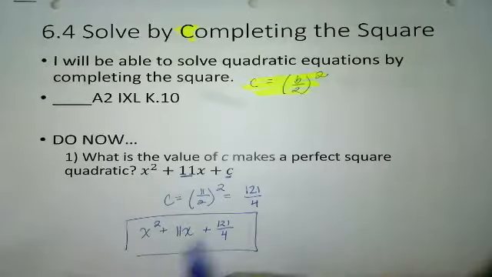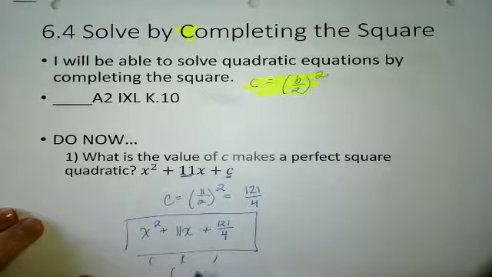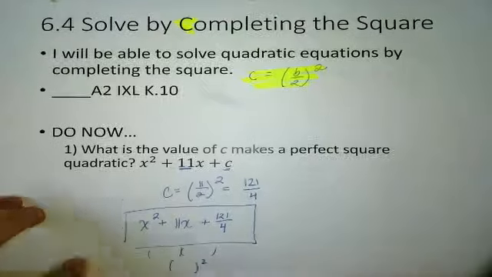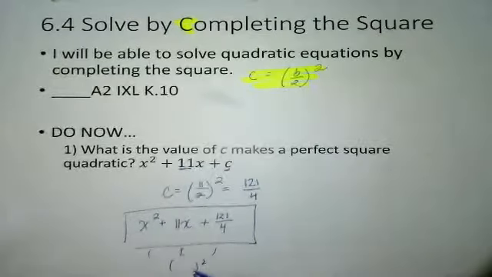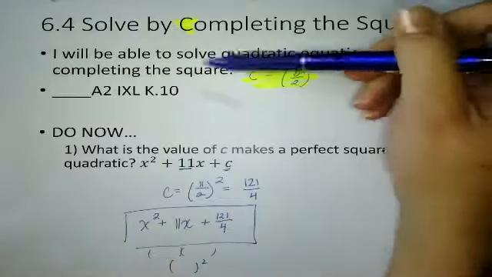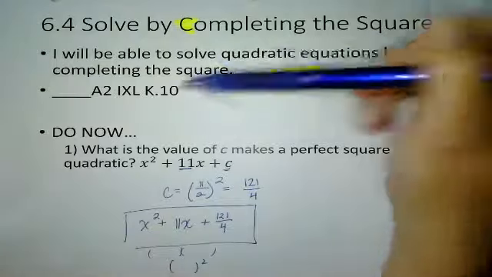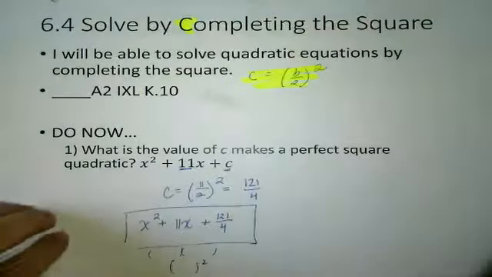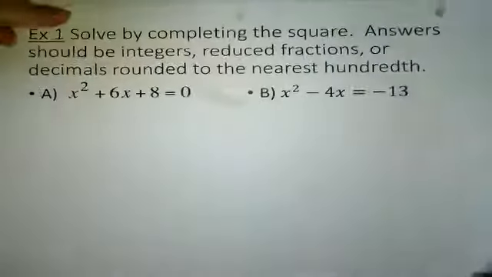And then, of course, once you have that, we could double bubble it and write it as a binomial square, which is really useful, and that's what we're going to do today. So today we're going to solve quadratic equations by completing the square. And you have IXL K10. This is kind of an involved process, but hopefully you'll do it enough and realize it's actually pretty easy.